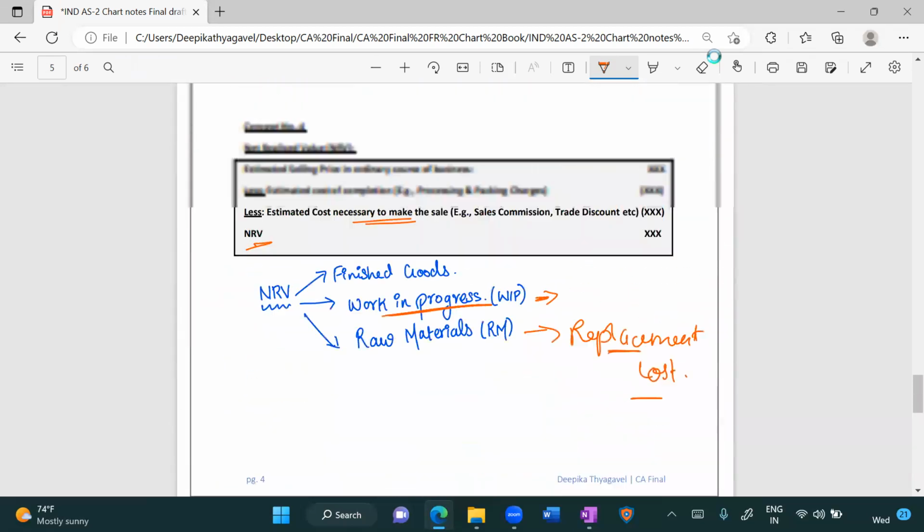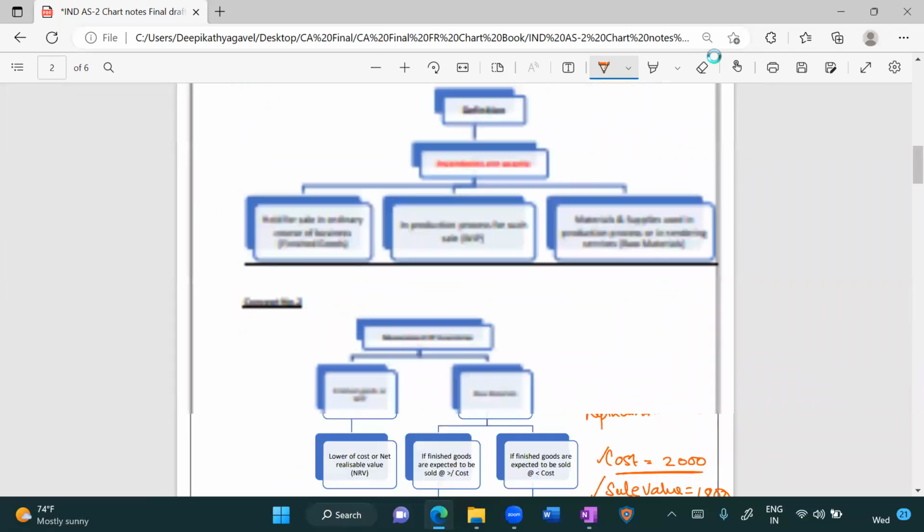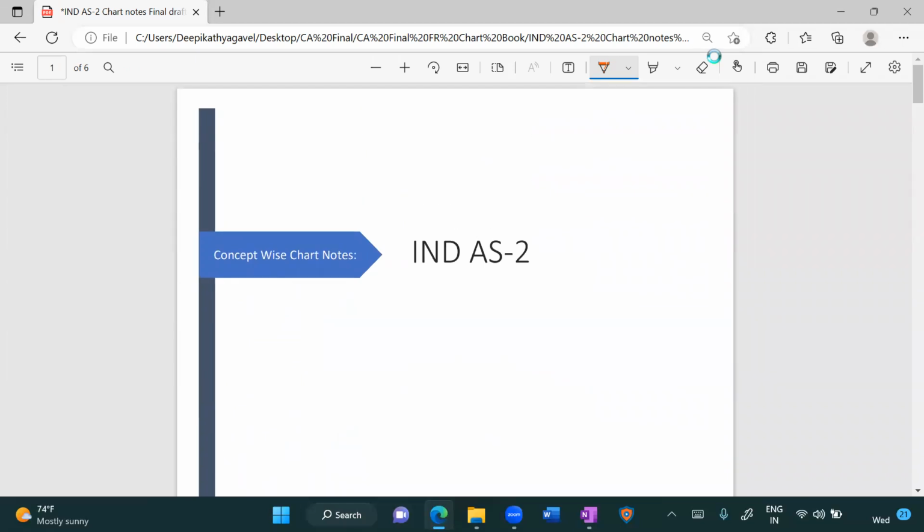So that's all about the standard. It's a relatively very easy standard, right? It's one of the initial standards that you read in this.